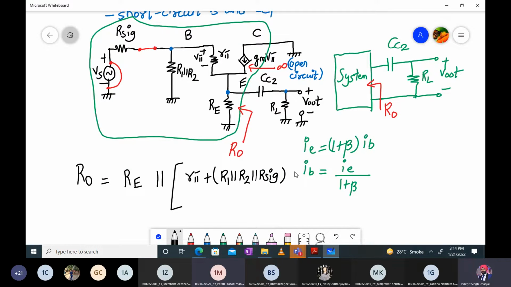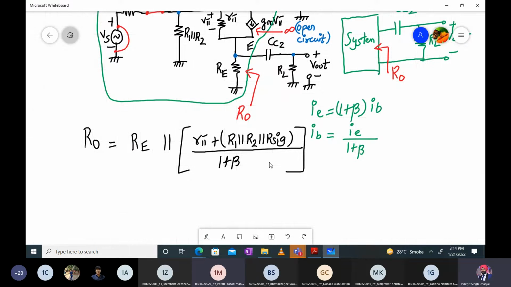Will it work? Well, no, this is wrong, because the current flowing through the emitter is IE, and the current flowing through R pi, R1, R2 and R sig is IB. So how will you convert your emitter current into the base current? The base current can be written as IE divided by 1 plus beta, right? So this entire thing will be divided by 1 plus beta. That's the expression for RO. And then it's very simple. What will be R equivalent?